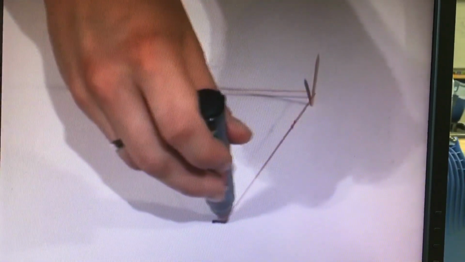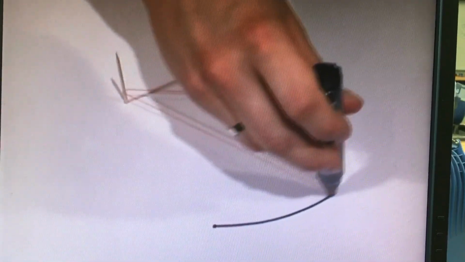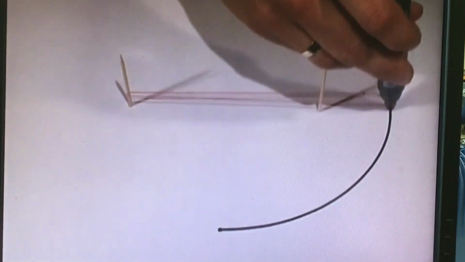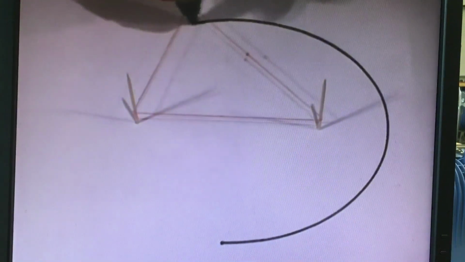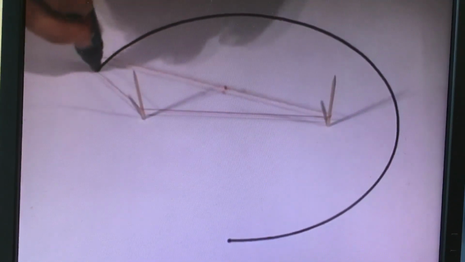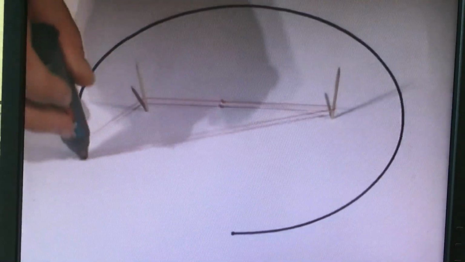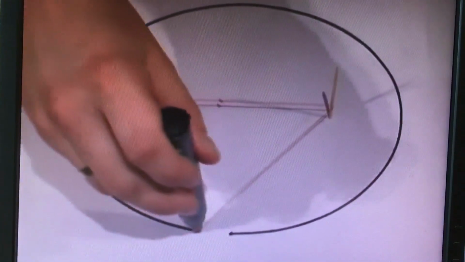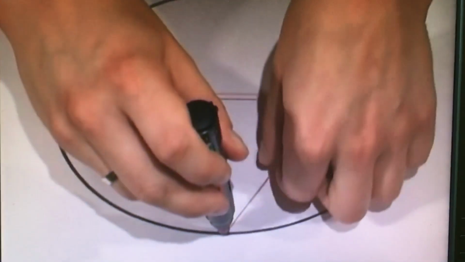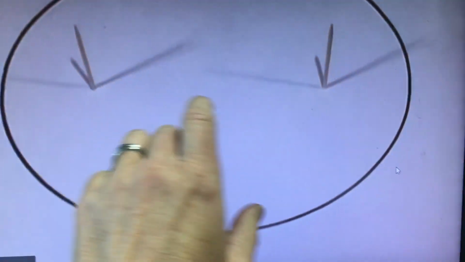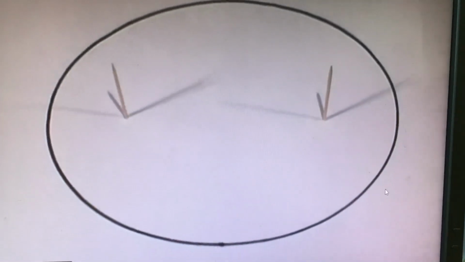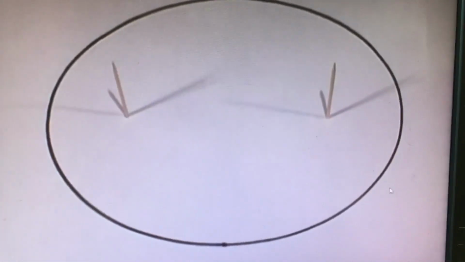Then you just take a string of any length, keep the string taut, and draw all the way around. So cool. Go like this, and you get a perfect ellipse. If I pause that, this would be the focus, this is another focus, and of course the shape on the outside is the ellipse, which I'm sure you've heard of before.